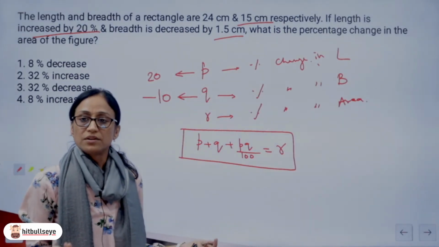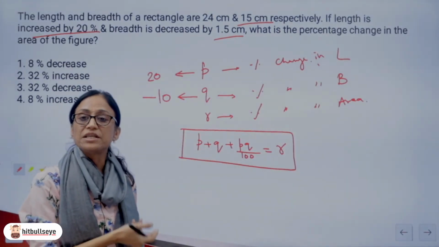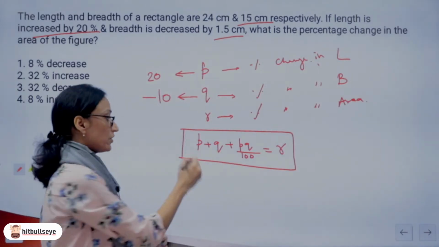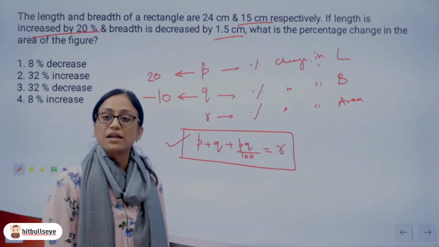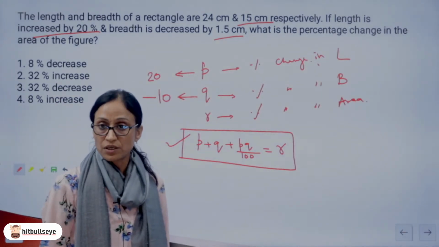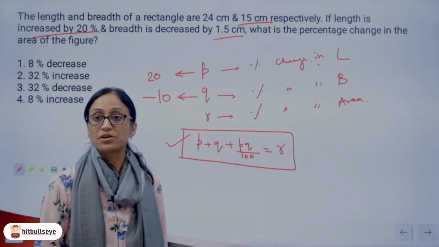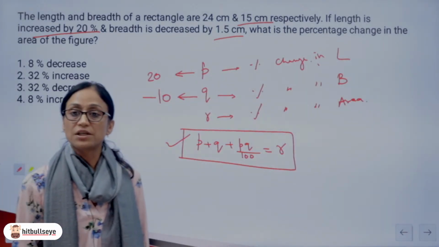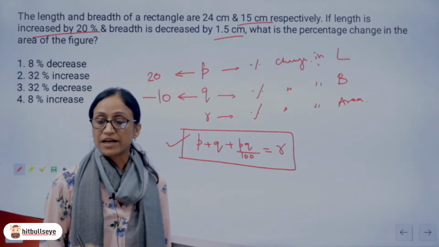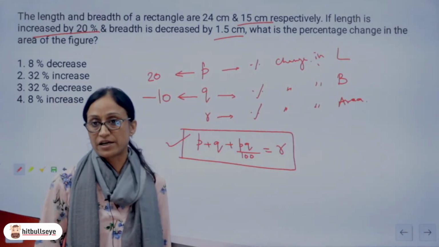Now, the job is very simple. You have to just put these values of P and Q in the formula and find out the value of R. If this value of R comes out to be positive, it indicates that area has increased by that much percentage. If this R comes out to be negative, it indicates that the area has decreased by that much percentage.